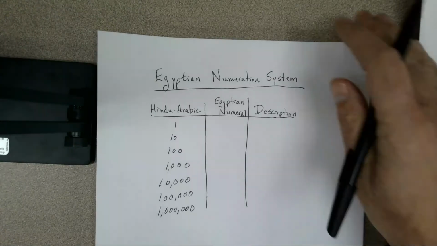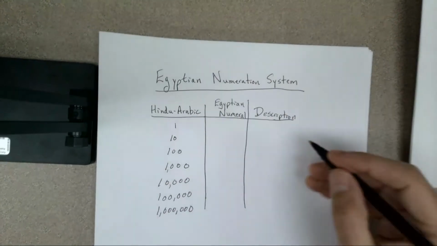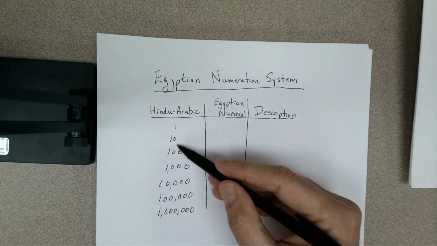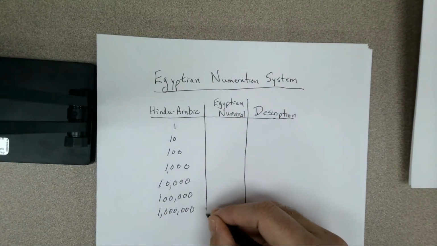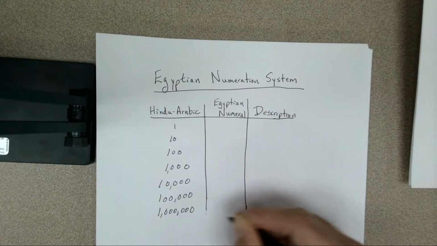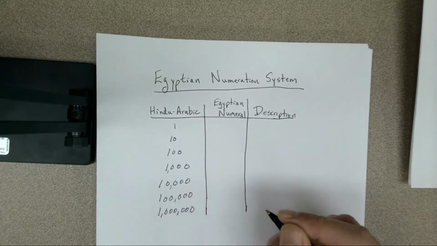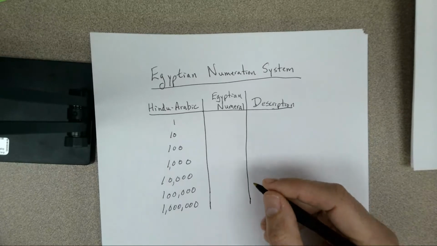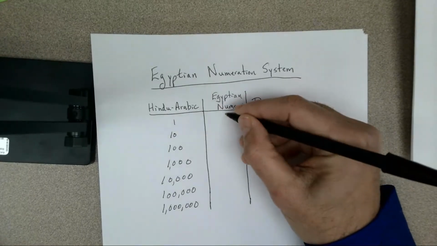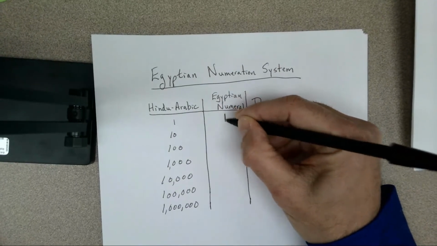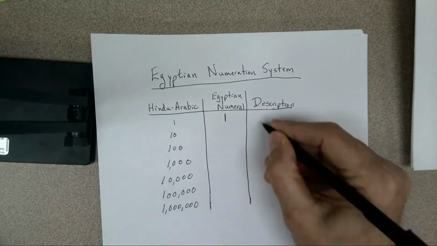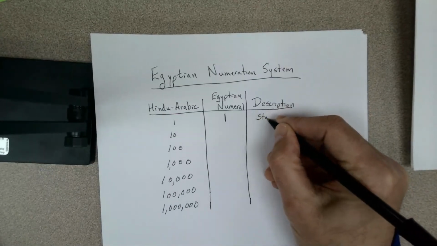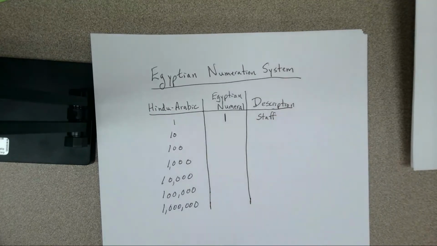Alright, so we're going to talk about Egyptian numerals right now. Here are the Hindu Arabic numerals. Now I'm going to draw, or attempt to draw, what the Egyptian numerals look like and their names. So one looks just like that. It's just the line, and it's called the staff. Each of these has a description.